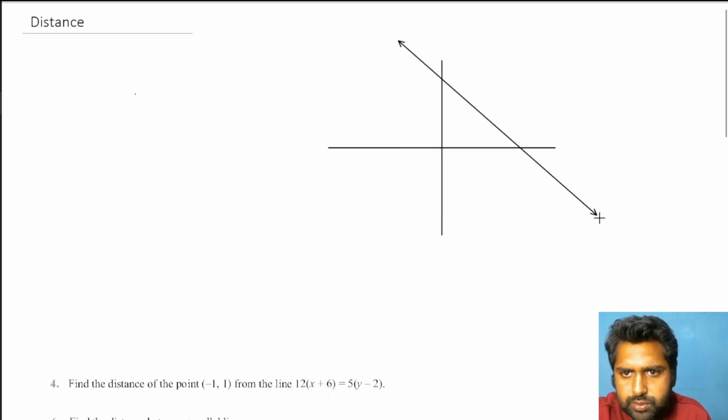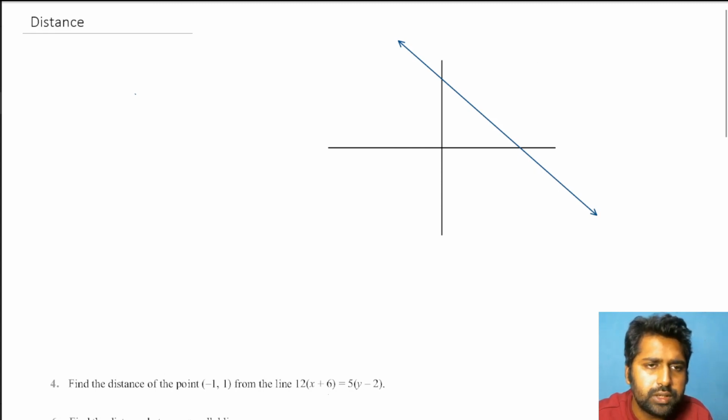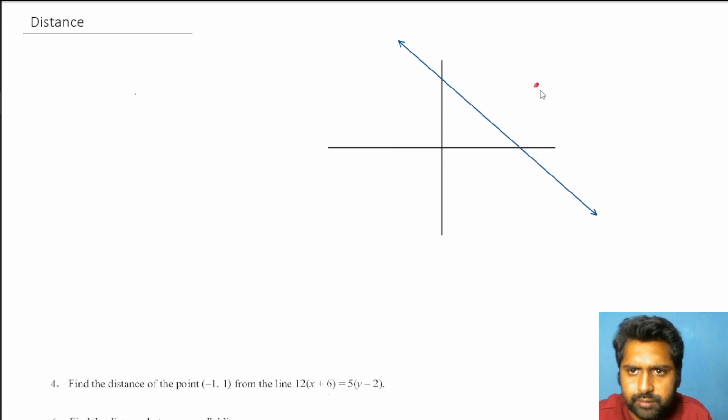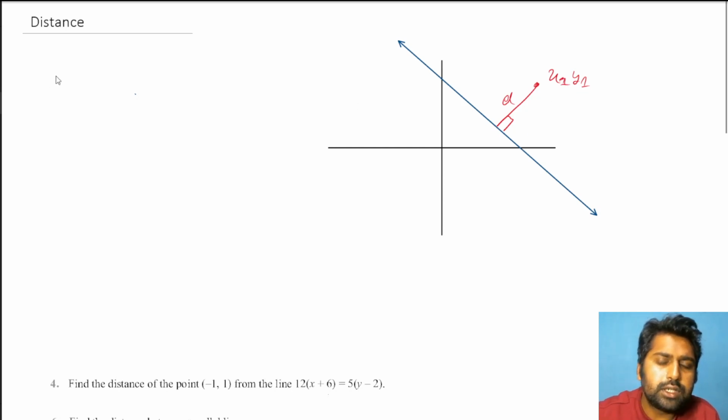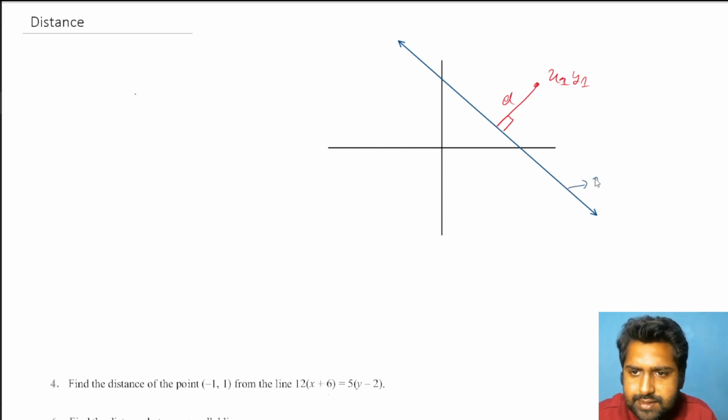Okay, suppose this is a straight line, and you need to find the distance of this line from any point. I'm not just saying from the origin only, it can be from anywhere, let's say from here. So you need to calculate the perpendicular distance, this d, from this point. Let's say this is x1, y1. The value will be known to us and the equation of the line will also be known to us. Let's consider a standard form, ax plus by plus c equal to 0.